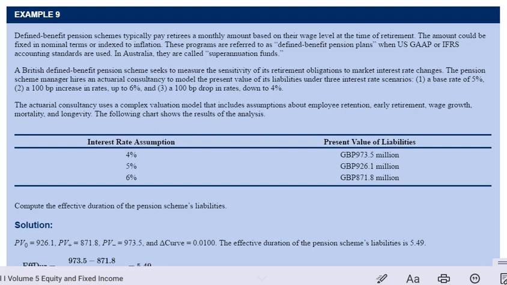Okay? So this is going to be the same type of calculation to calculate the effective duration, but in this case they're giving you the interest rate assumption, 4%, 5%, 6%, but they're giving you the present value of the liabilities. They're not giving you a price. They're giving you it in Great Britain pounds. They're giving it in dollars. So the present value of the liabilities at 4%, 973.5 million Great Britain pounds. At 5%, 926.1 million pounds, and at 6%, 871. And it says compute the effective duration of the pension scheme's liabilities.